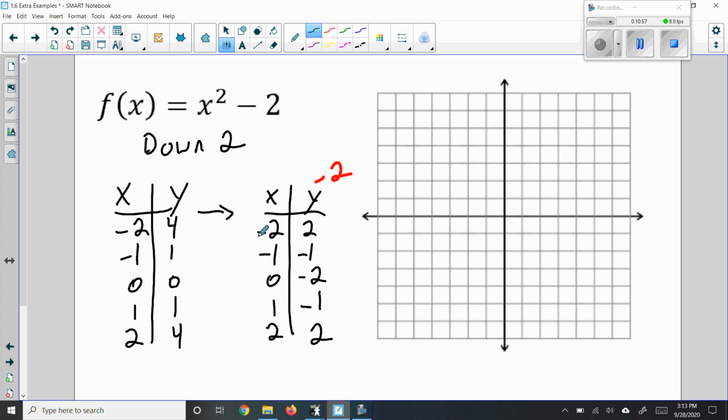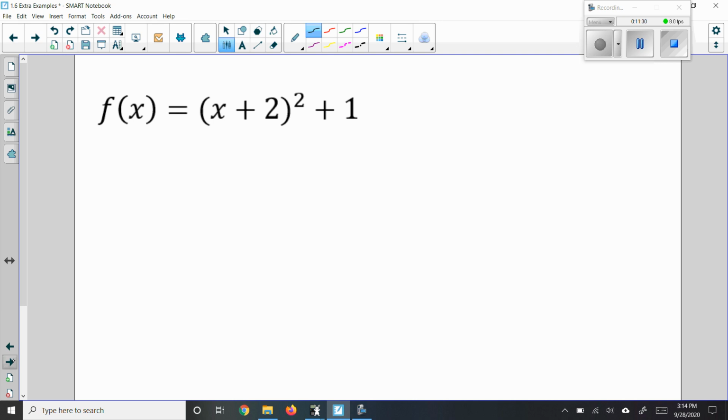Negative 2, 2. Negative 1, negative 1. 0, negative 2. And these are going to be the same. Okay, so we have our U shape. And let's just pretend it went through that point. Just make it a bigger point. There we go. All right, let's do another one.